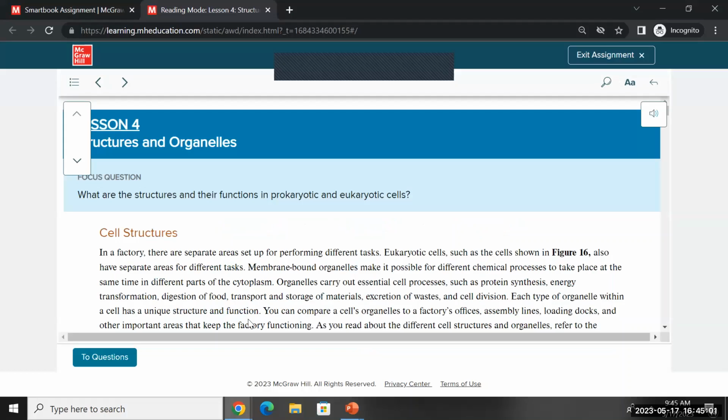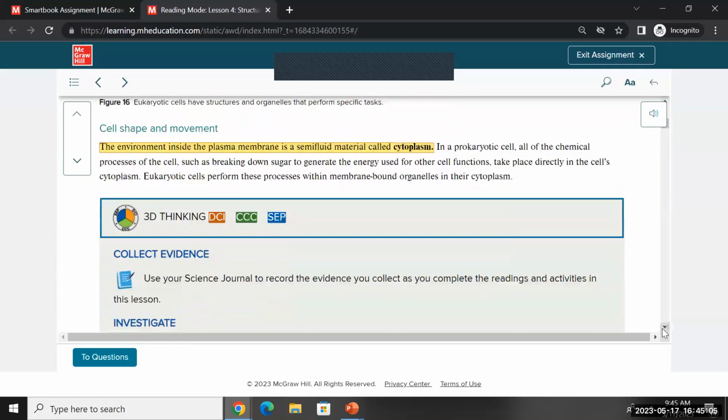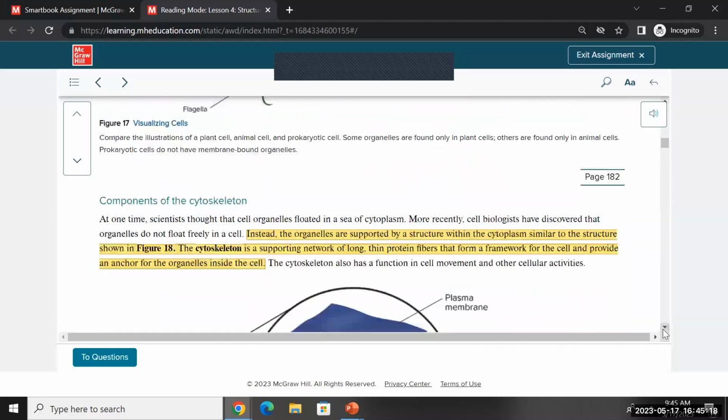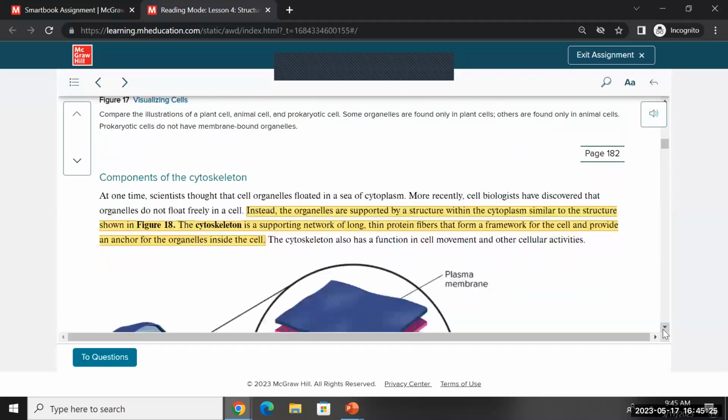Let me show you what the reading looks like. So I'm in high school biology. What's going to be a part of this assignment will be highlighted. So it looks like the cytoplasm is going to be a part of this SmartBook assignment. Okay, do I know what the cytoplasm is? I think I do. Let's continue. Let's see what else is going to be a part of this assignment. It looks like the cytoskeleton is going to be a part of this assignment as well. Do I know the difference between those two, or do I know what these two are? Can I identify those? Yeah, I think I do. So when I think I'm ready, I can go to questions.